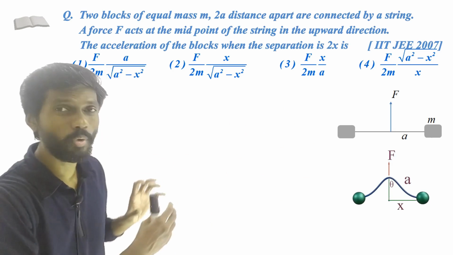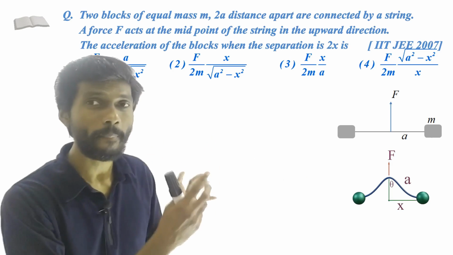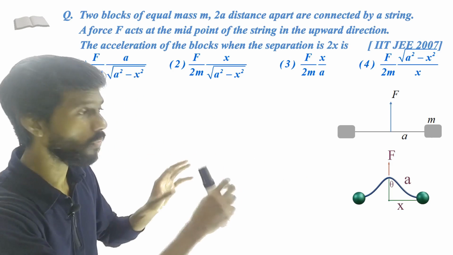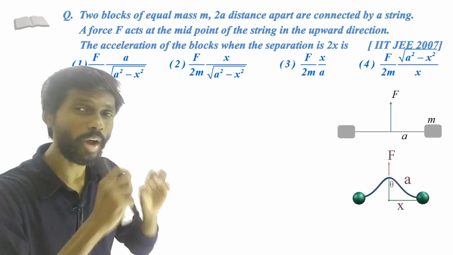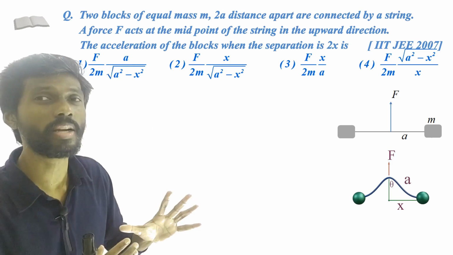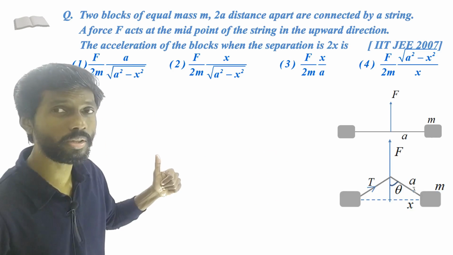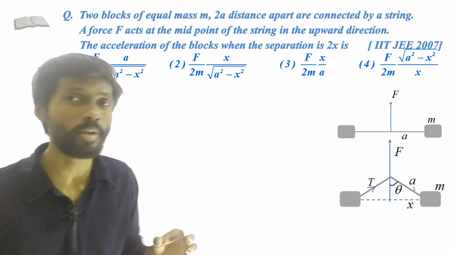See, the blocks are moving in the horizontal direction towards each other. Now when the separation is 2x, that means from the midpoint the distance is x. When the distance from the midpoint is x, you have to find the acceleration. But the tension is acting not in the direction of acceleration. So the tension is acting in this direction, but the blocks are moving in the horizontal direction, right? So we have to take the component of the tension force.